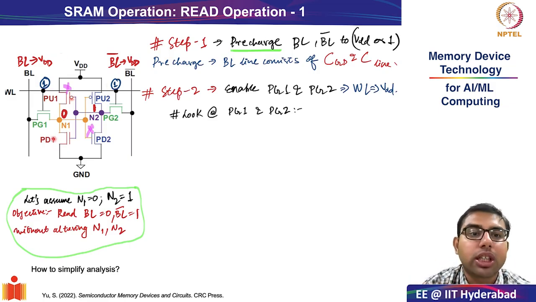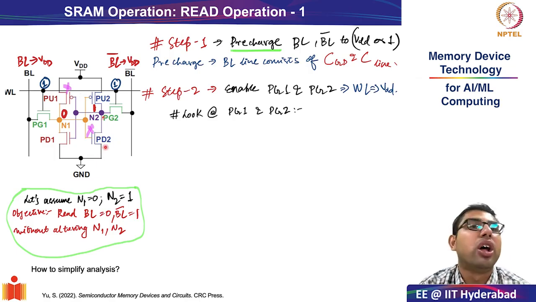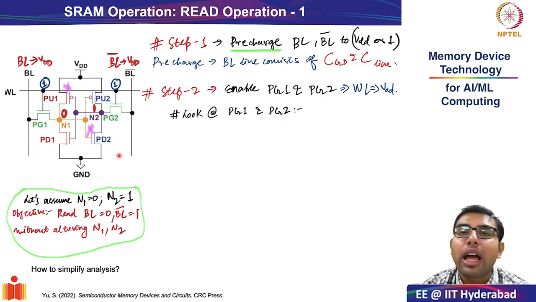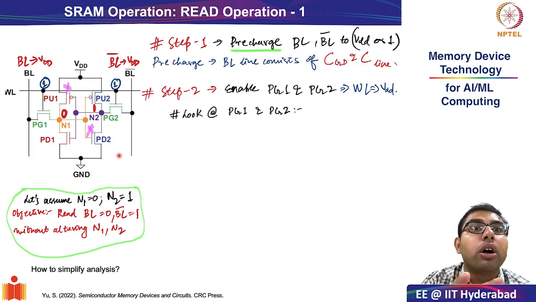So in this structure where N1 has 0 and N2 has 1, pull up 1 and pull down 2 will be deactivated, or in the off state, or there will be no activity at the beginning in the pull up 1 and pull down 2 transistors. So it's very simple. From 6 transistors, we have eliminated 2 transistors. We are left with 4 transistors, and we are going to further simplify the analysis.